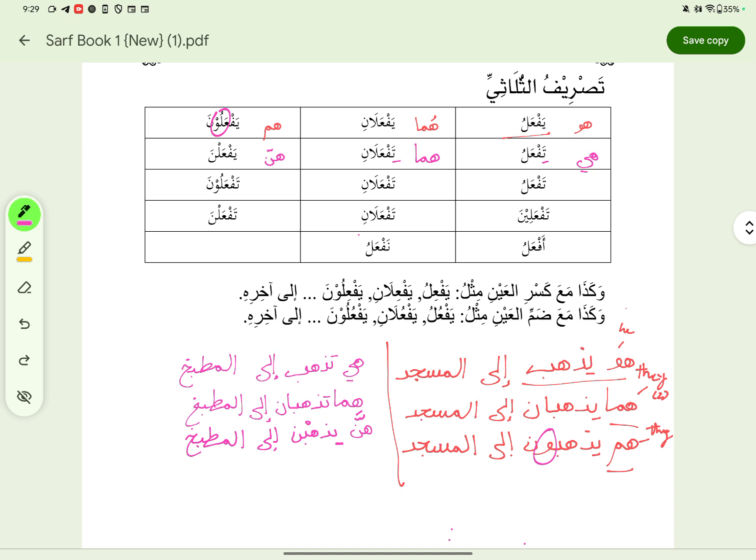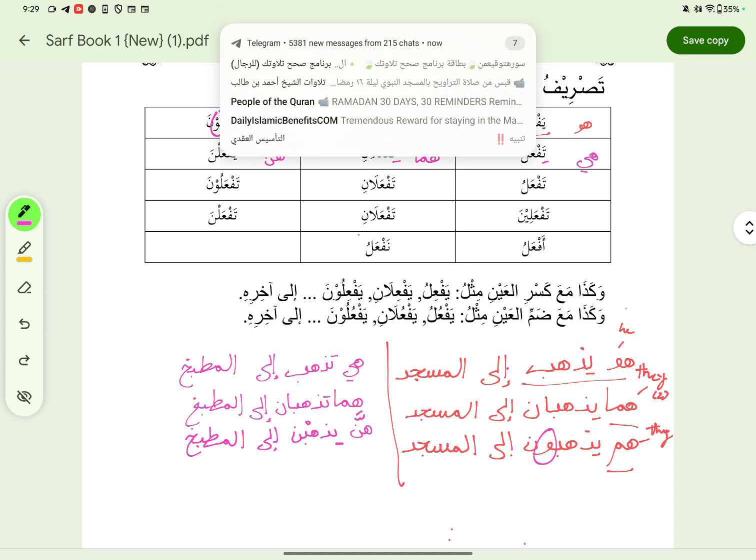For females, we don't have this wow. Rather, we have a noon alone. This noon alone is called noon niswa, which is the noon of the woman. This noon shows that this word is relating to a group of women.